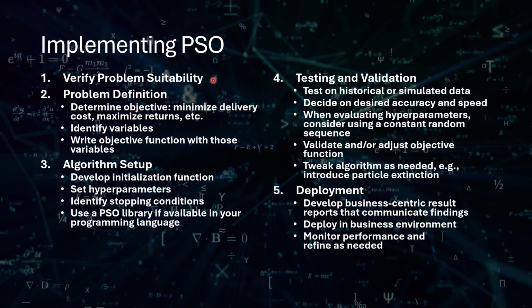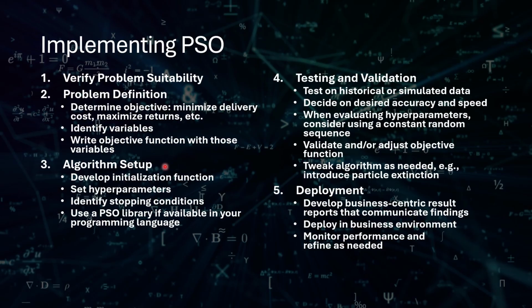These are the steps involved to implement PSO for your problem. First off, let's verify the problem suitability with that checklist I just gave you. Next, we want to define the problem. Determine the objective: what is it that we're trying to do? Minimize delivery costs, maximize returns, etc. Identify the variables that are necessary, and write an objective function with those variables.